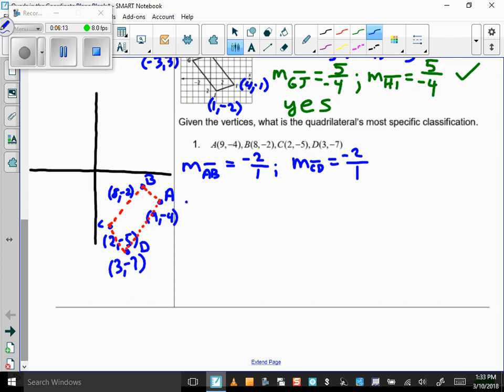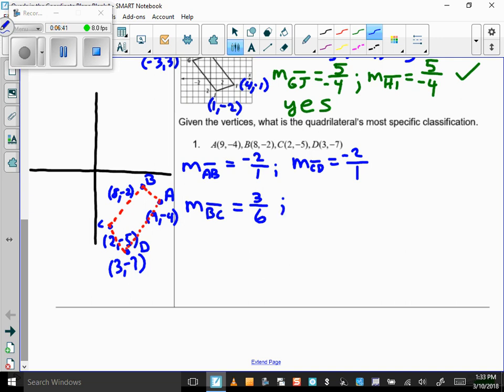So now let's find the slope of BC. And that's going to be -2 plus 5, so that'll be 3, and 8 minus 2, that'll be 6. And I could simplify this. Of course, if this was my final answer, I would definitely have to simplify it. But I'm just trying to see if they have the same slope, so I'm not going to slow myself down by simplifying all these fractions right now. Okay, the slope of BC.